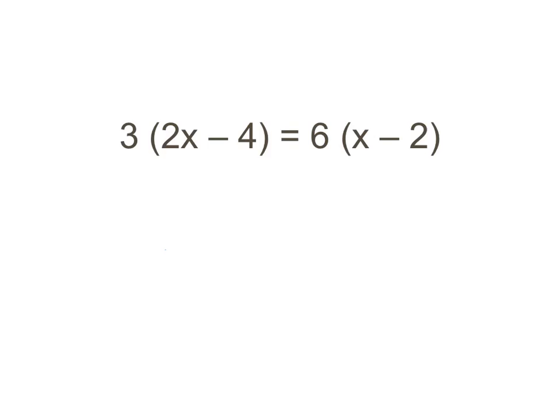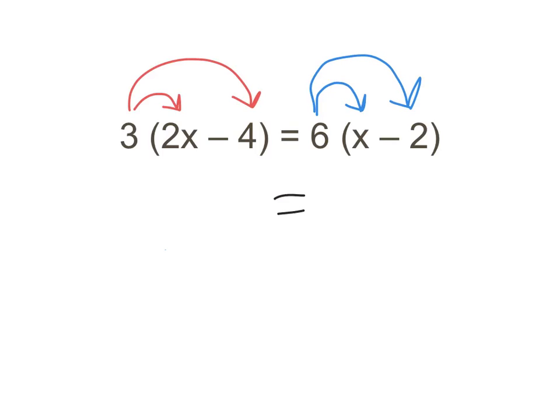Going through our checklist, we need to eliminate parentheses, and if we notice, both of these have parentheses, so I need to distribute the 3 to the 2x and the 3 to the negative 4. And then on this side, I need to distribute the 6 to the x and the 6 to the negative 2. Now I know there's going to be an equal sign in between them, so I'm going to put that there.